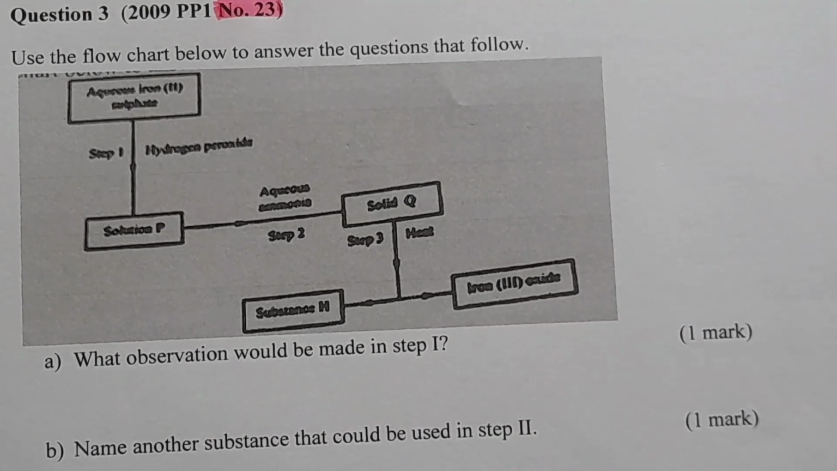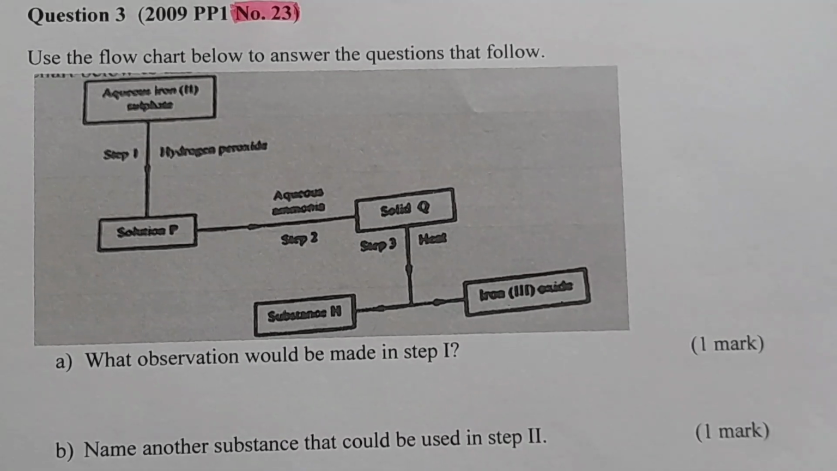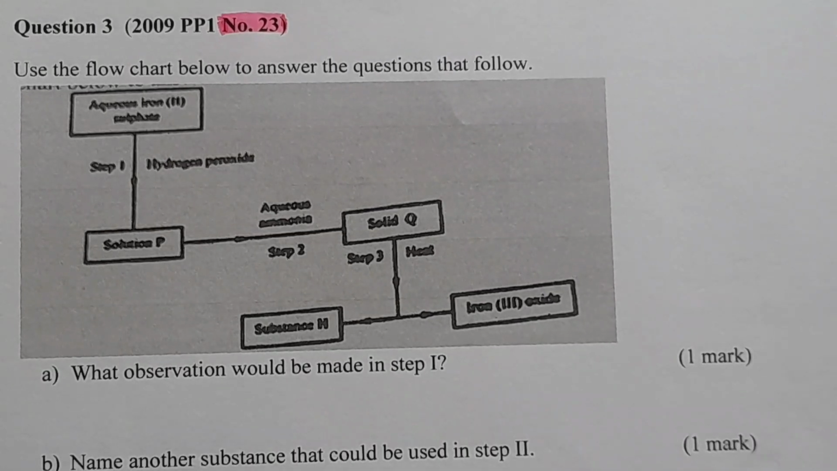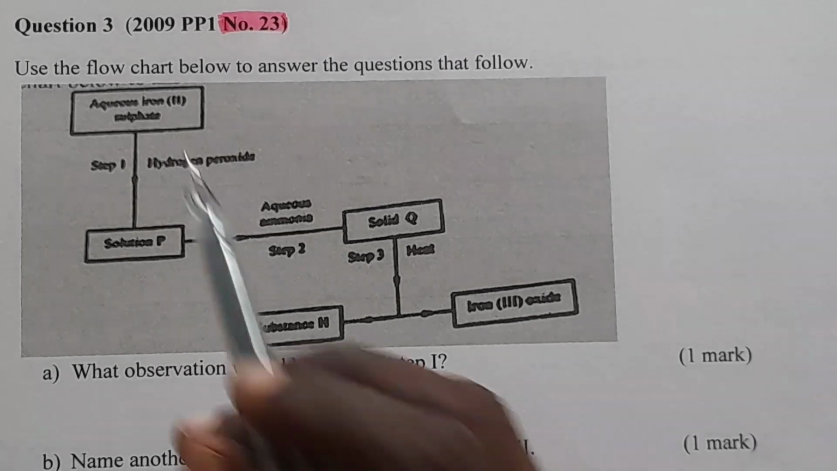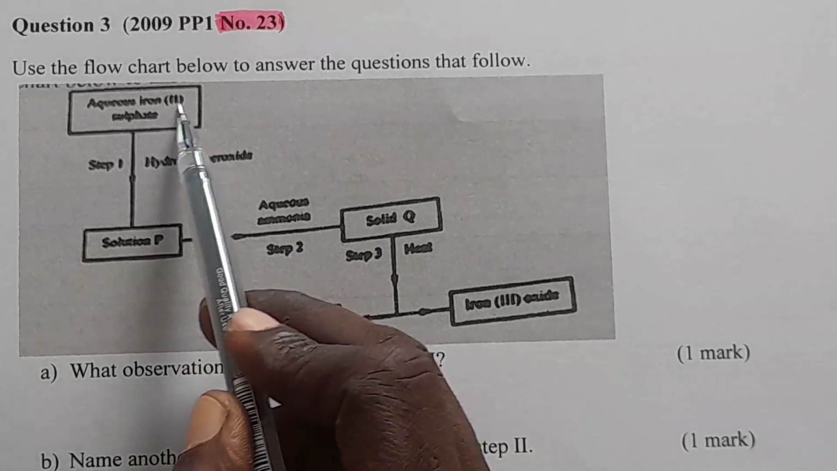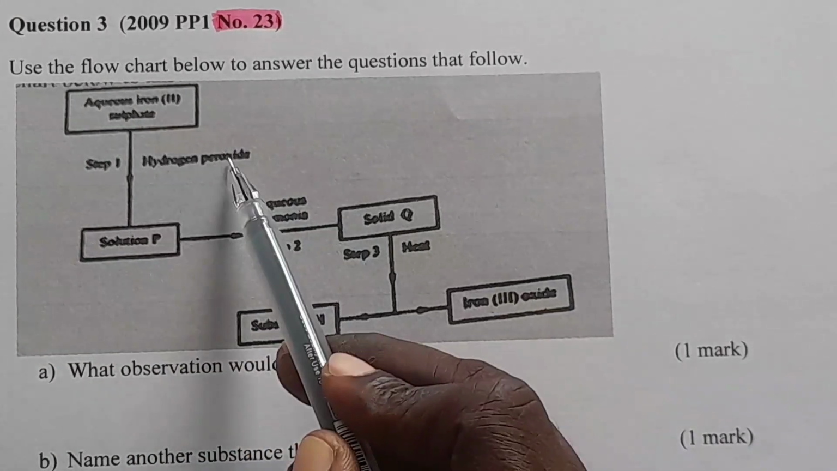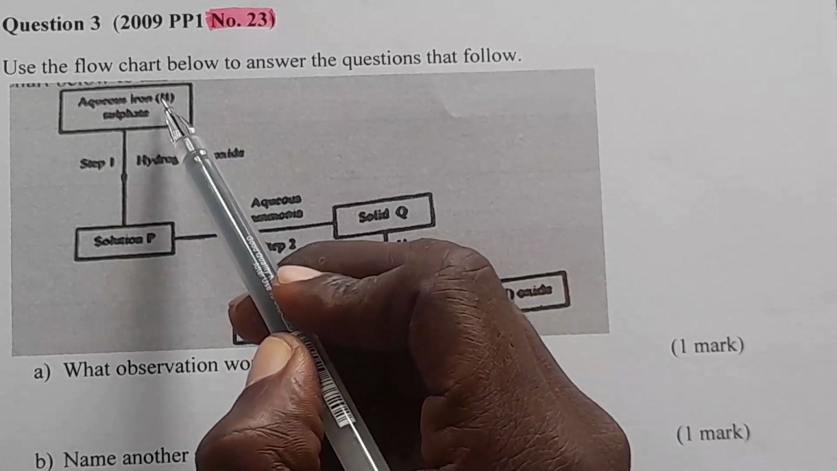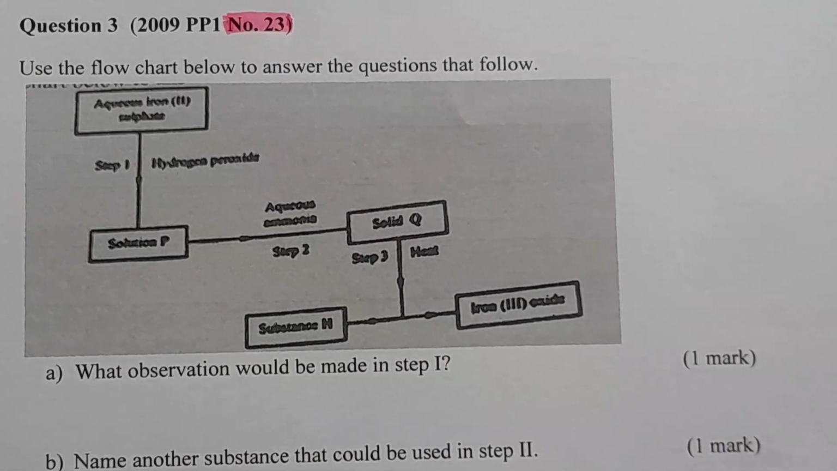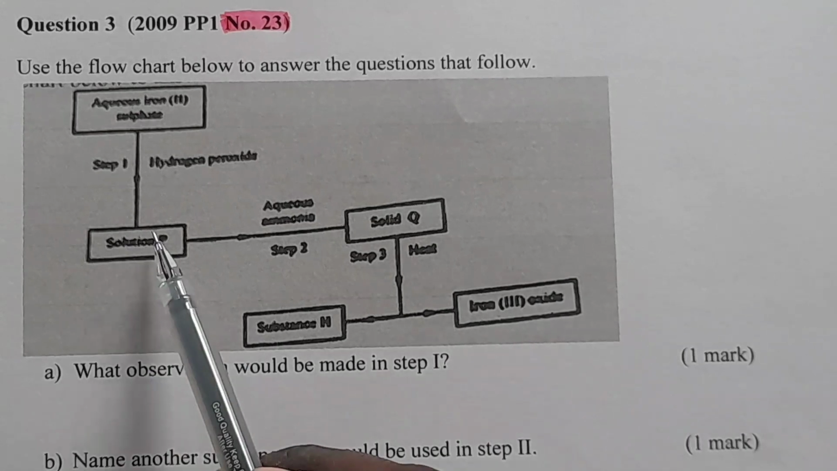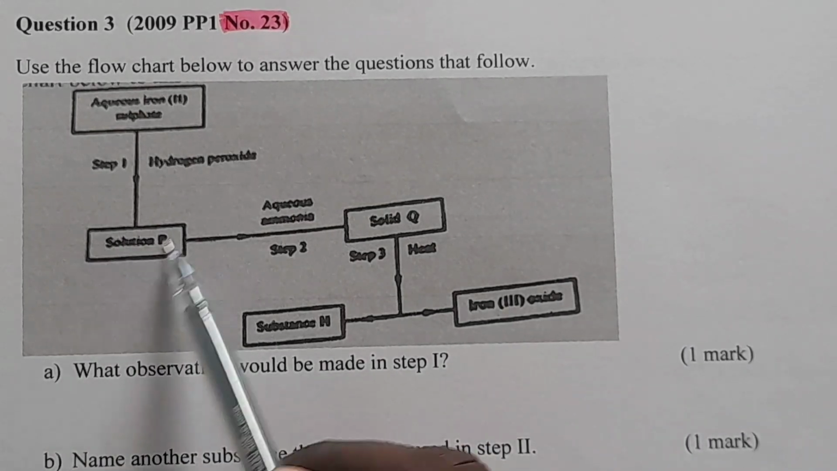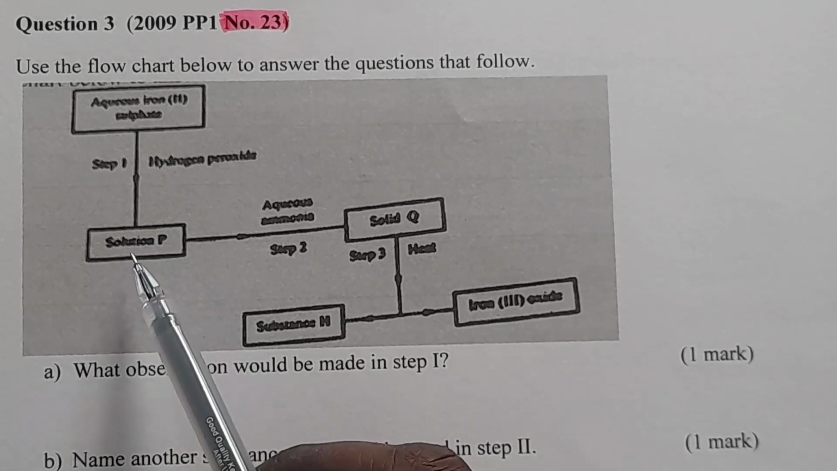So before we go to the question, let's try to analyze the flow chart. Then we just answer the questions that they are going to ask us. Here we have aqueous iron 2 sulfate. That means hydrogen peroxide is an oxidizing agent, so it oxidizes iron 2 ions into iron 3 ions. So substance B will be iron 3 sulfate solution.